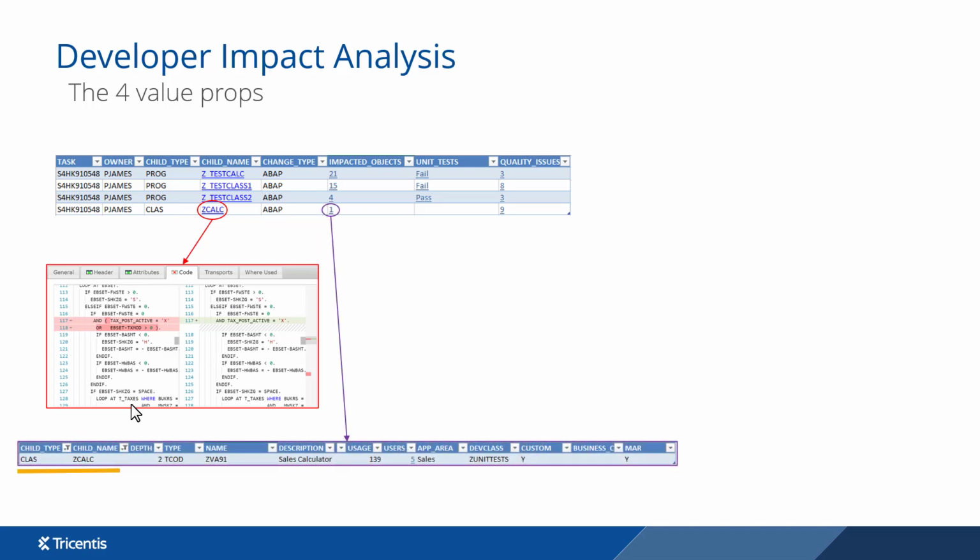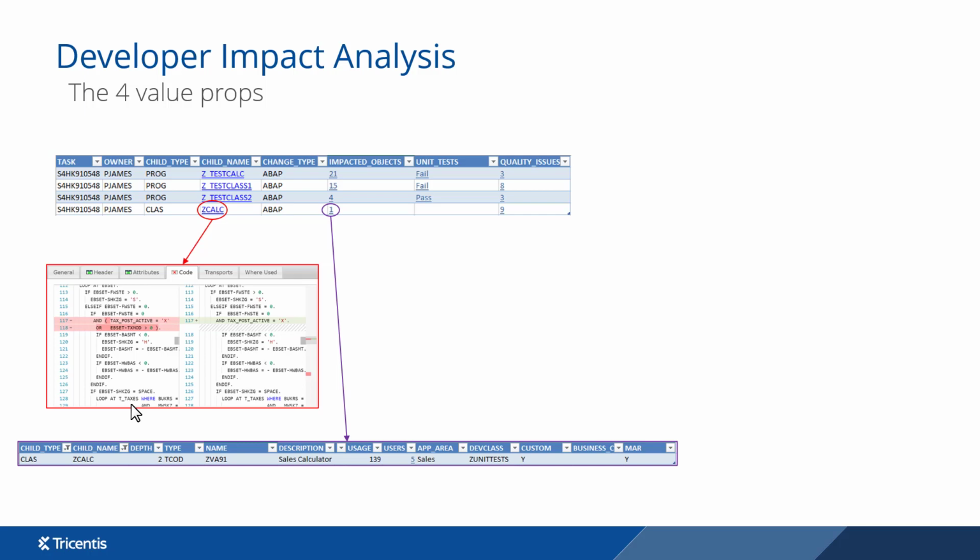So we can see the class zcalc. At a depth of 2, it's called by transaction ZVA91, the sales calculator. It's used 139 times in production by 5 different users. It's a sales transaction from the ZUnitTest dev class. It's custom and it is most at risk. So with that, we have visibility of what's impacted in production. In this case, it's just one T code.